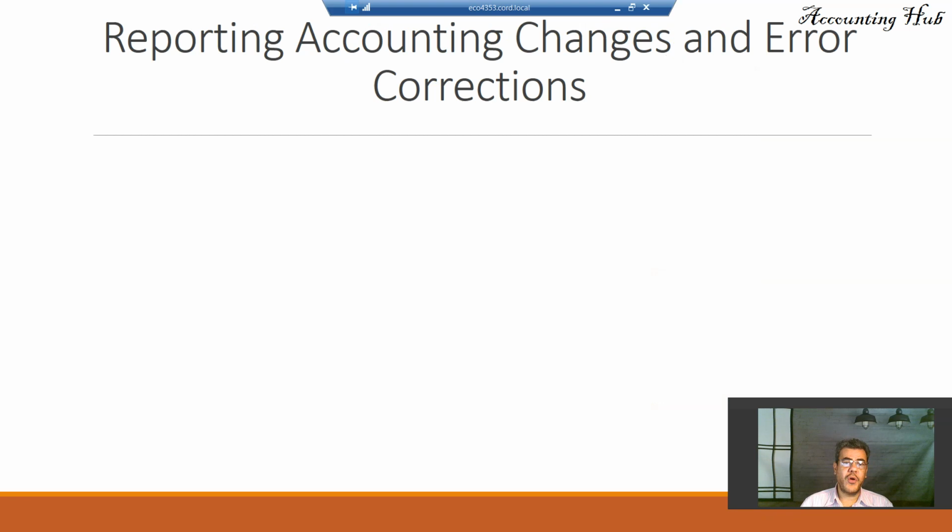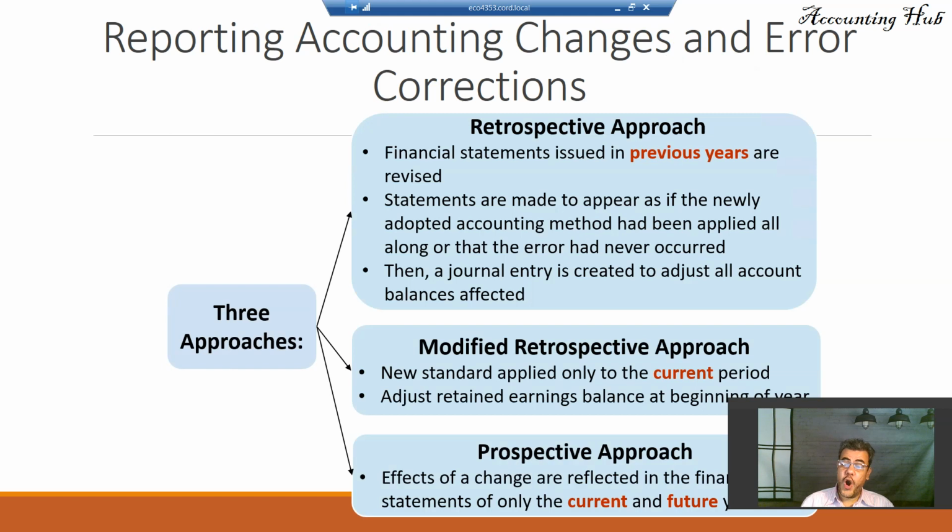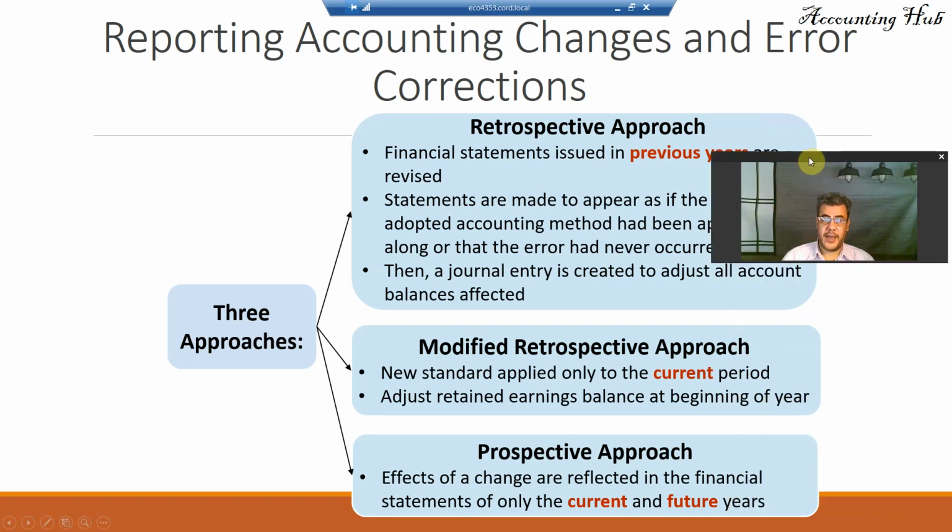Okay? So, accounting principles. Three approaches, and for all of our accounting changes and errors, by the way. Retrospective approach. Financial statements issued in previous years are revised, not only the current year. Modified retrospective approach. New standard applies only to the current year. Adjust retained earnings balance at beginning of year. And prospective approach. Effects of a change are reflected in the financial statements of only the current and future years. And we leave the past in the past.